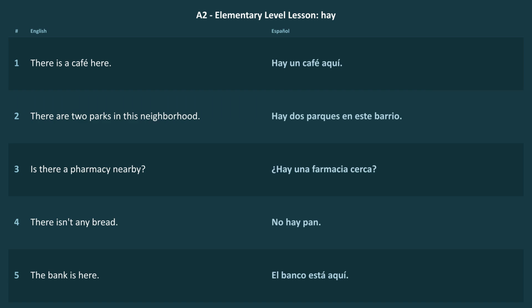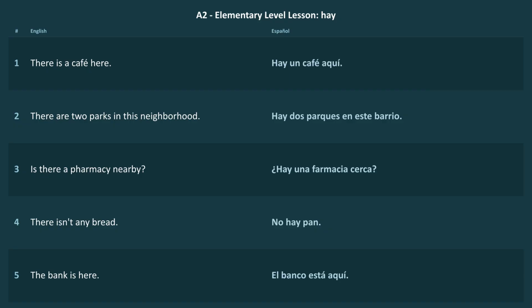How do you say the bank is here in Spanish? El banco está aquí. Nice. And if you said hay un banco aquí, that means there is a bank here. Not exactly the same. One introduces, one locates.